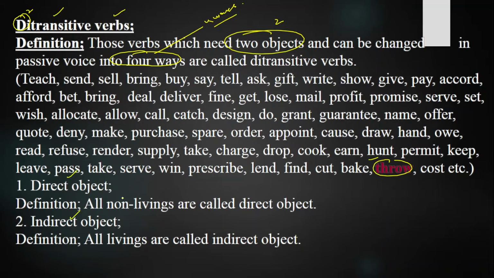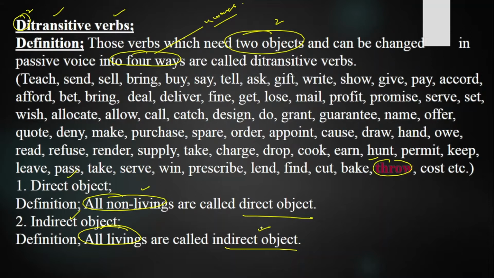Direct object means all non-livings. Whatever non-livings we have are known as the direct object, and whatever livings we have are known as the indirect object. So why do they need two objects? If you put only one of the objects, the meaning won't be clear, or sometimes it will be wrong.